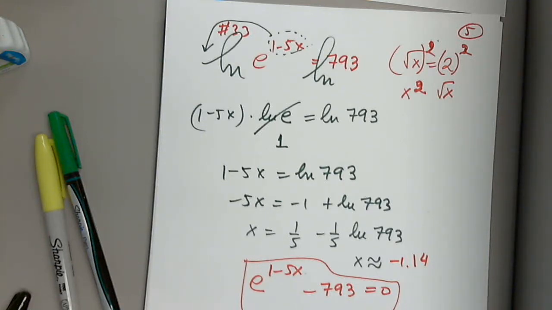Do not erase or delete this number. I want now to plug in second and e to the x in parentheses, 1 minus 5 multiplied by the previous answer. So the calculator takes it all. And then minus 793. If this is the correct answer, when I press enter, what should I get? 0.